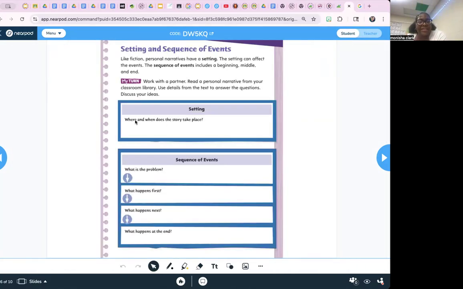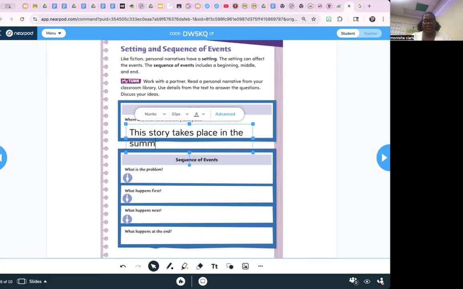So the first thing it says, setting. Where and when does this story take place? So this story takes place during the summer. And of course, let me write a complete sentence since we just talked about this. This story takes place in the summer.